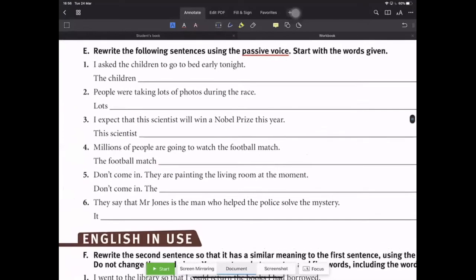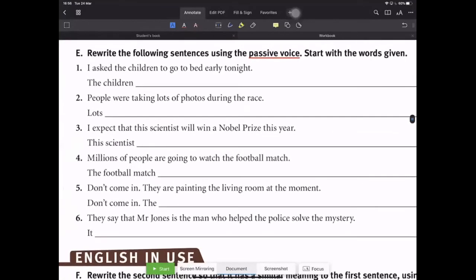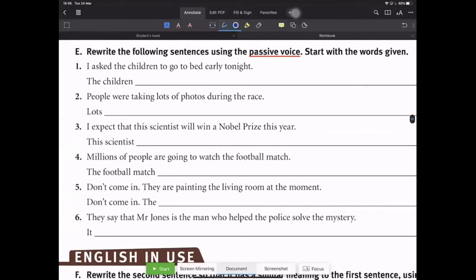Okay. طيب. Let's see here. لو تلاحظ let's read number one. I asked the children to go to bed early tonight. Okay. We have I. The verb asked the children. Okay, subject, verb, object. وبدالك الجملة في ال passive form يقول لك passive voice. بدالك الجملة be the children. طلعك في البداية هنا subject. قال the children. Okay. Children what?